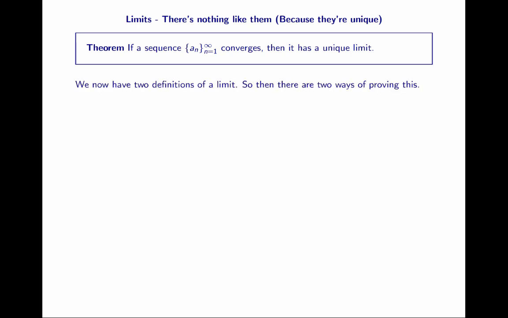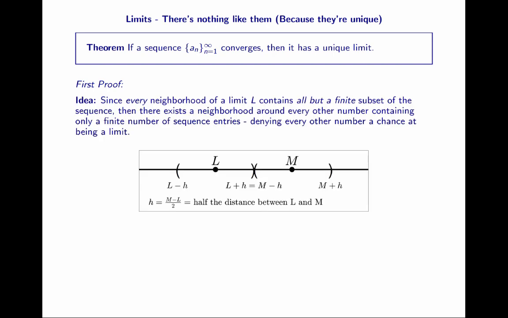We now actually have two definitions of a limit. So then there are actually two ways of proving this. You thinking what I'm thinking? Let's do both. Exactly my thought. First proof. So here's the idea of the first proof.